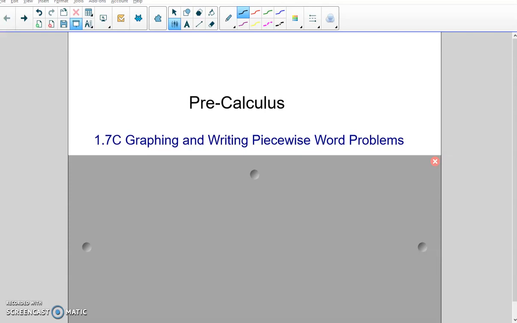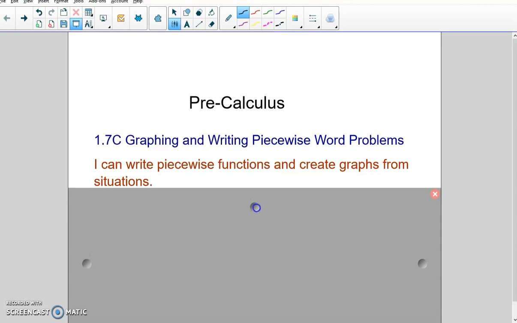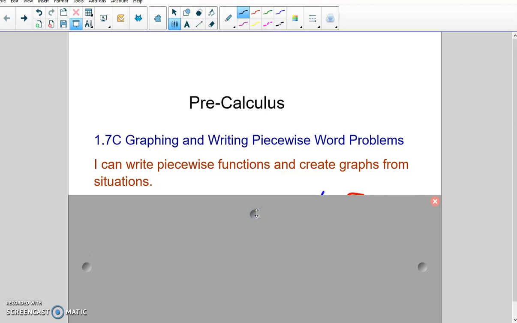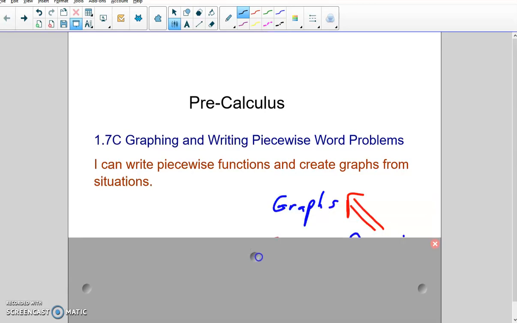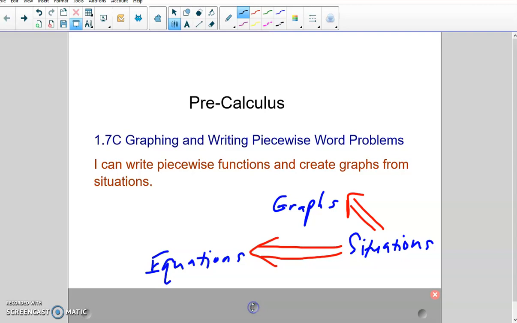And what we're going to do today is look at section 1.7c, which is graphing and writing piecewise word problems. And the specific learning objective here for today is I can write piecewise functions and create graphs from situations. And situations is another word we can use for word problems.